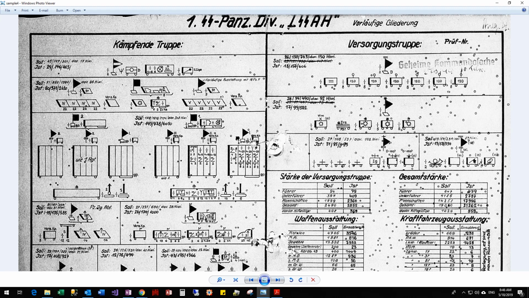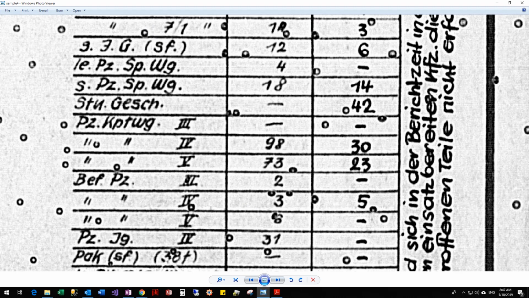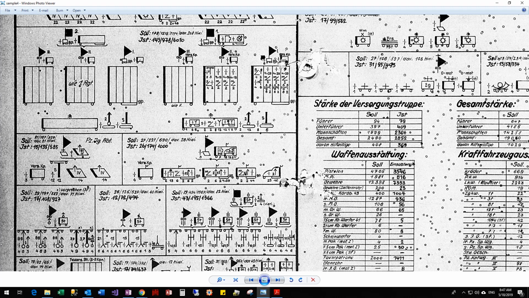Now, I will point out that even though this is a specific unit diagram, this is still representing theoretical in terms of the weapons, because if we notice here on the Panzer IVs, they're showing 22 per company, same with the Panthers, but if we go down here and look at the counts, Panzer IVs 98 authorized, 30 present. Panthers 73 authorized, 23 present. So you need to watch to make sure what these numbers represent, whether they're theoretical or actual unit numbers.